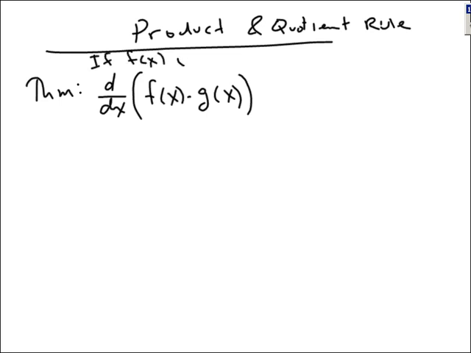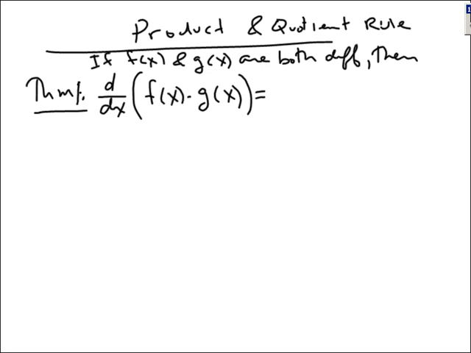If f of x and g of x are both differentiable, then the derivative is as follows. We will call this theorem 1. Since we're multiplying, this will be the product rule. Basically, you write down the two functions 2 times, with a plus in the middle.